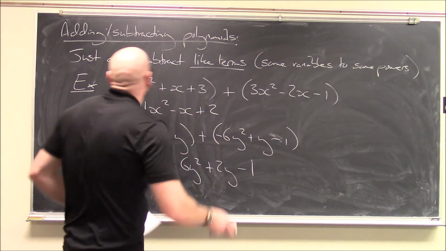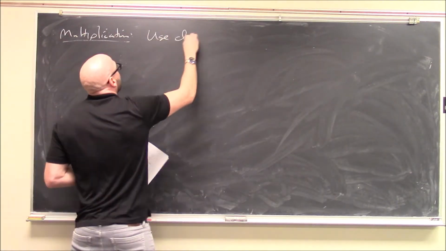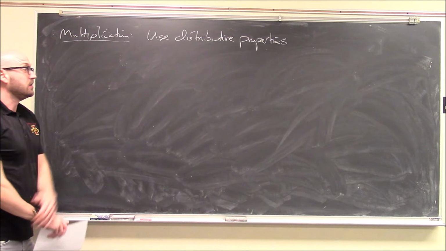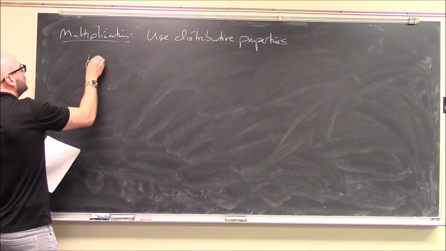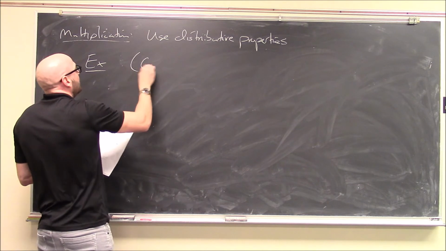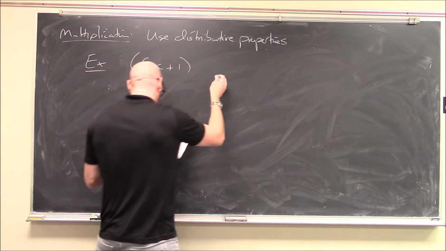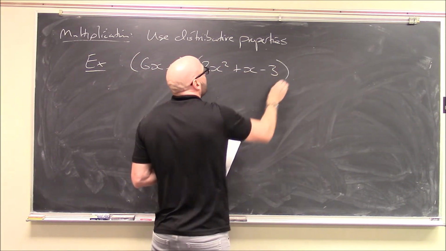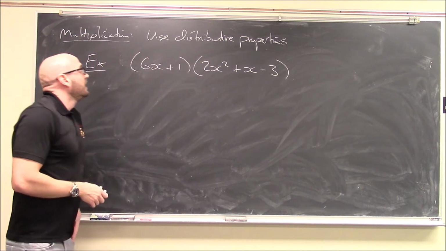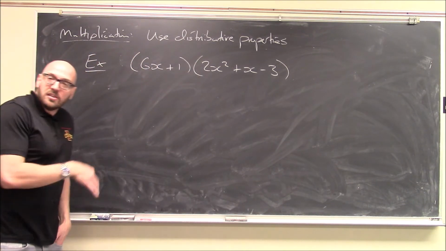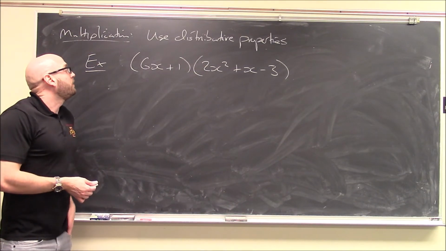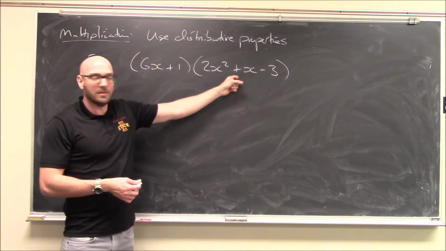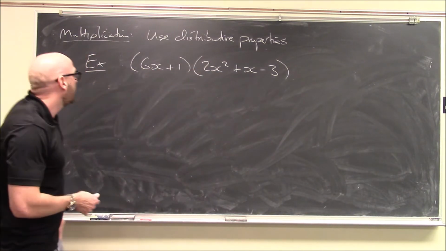Let's move on to multiplication. How do you multiply polynomials together? Well, you really just use the distributive property all over the place. So for example, what does it mean to take 6x plus 1 times 2x squared plus x minus 3? And you might be thinking, anytime I multiply polynomials together, I just FOIL, right? You remember this expression FOIL, but FOIL only works if you have a binomial times a binomial. And here I have a binomial times a trinomial, right? 2 terms and then 3 terms. So I'm not actually FOILing.